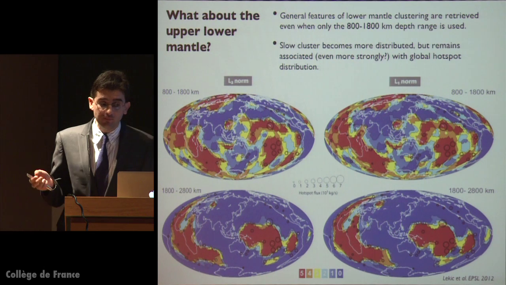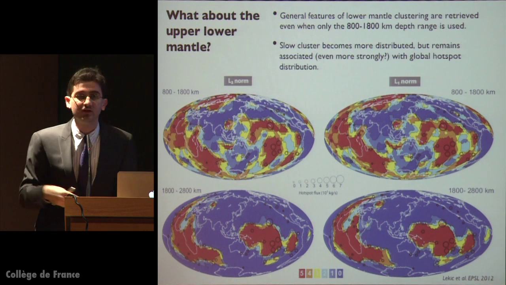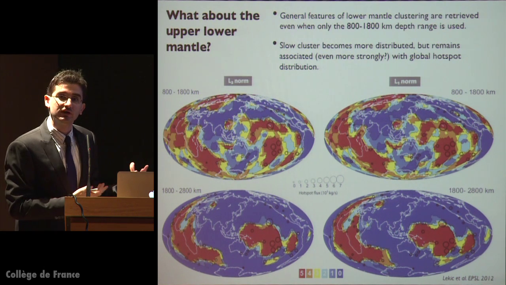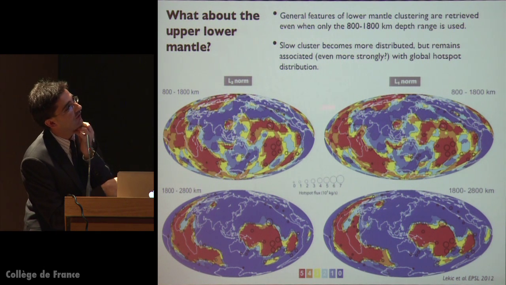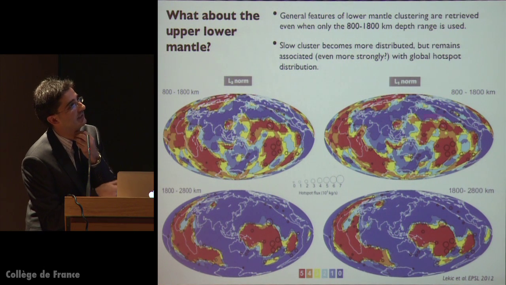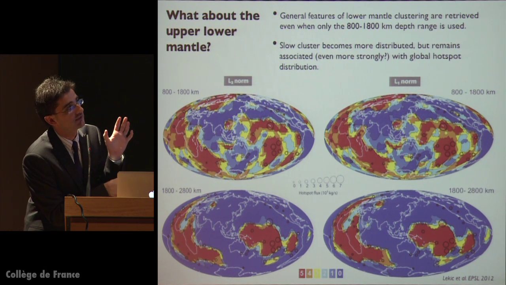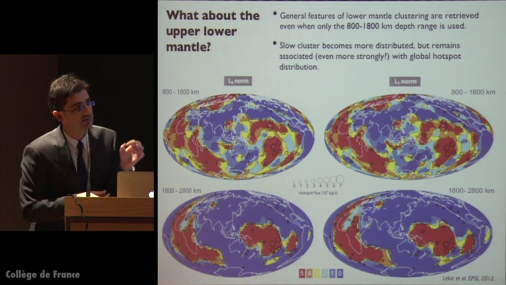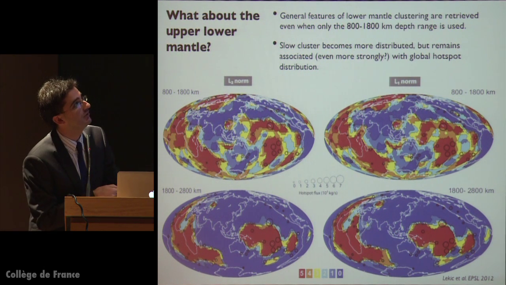What happens in the upper lower mantle? What happens in the region from 800 kilometers depth to around 1800 kilometers depth? What if you do a cluster analysis in this intermediate depth range? Depending on how you define the distance metric between the different velocity profiles, you get slightly different answers. But in general, you see the slow cluster appears still above the African LLSVP and above the Pacific LLSVP, but it's become now much more fragmented and much more spatially distributed.